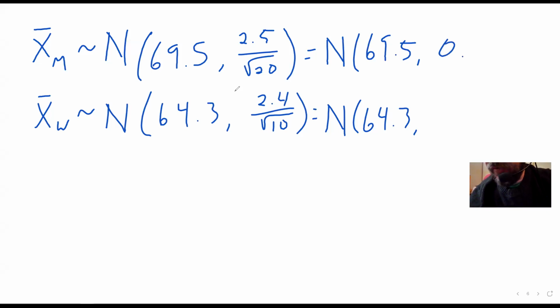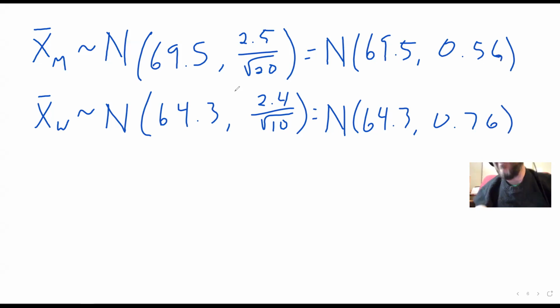0.56, 0.76. Or rather, I should say, I'm not worried about the rounding in this case because I'm really just trying to demonstrate how this stuff works rather than worrying about getting the absolute utmost precision. You should probably go a couple more decimal places than that. I'm just doing it for convenience here.